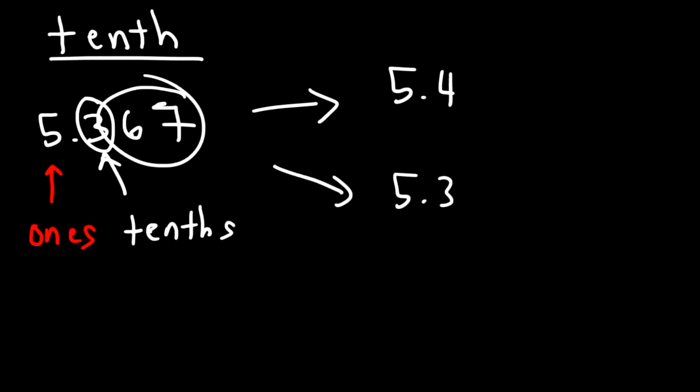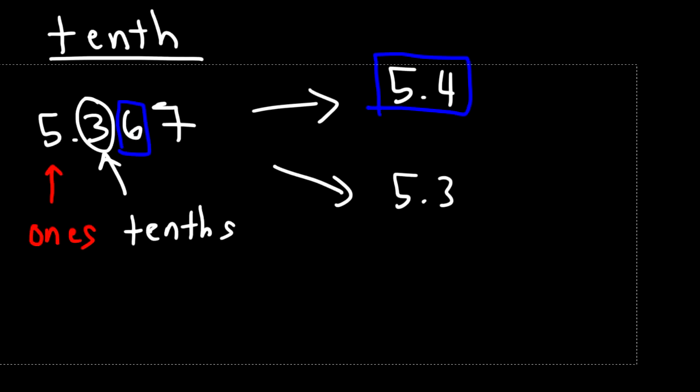Every other number becomes a 0. So we don't have to say 5.300. That's the same as 5.3. So looking at the next number, which is a 6, that's in the category of 5 or more. So we need to round it up to 5.4. So let's try another example.